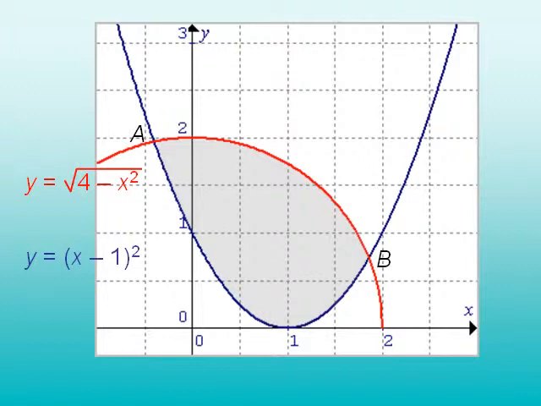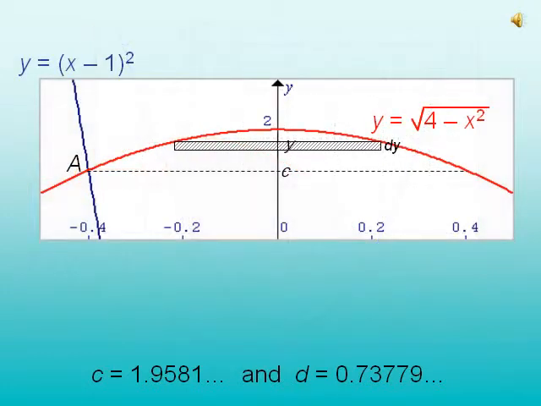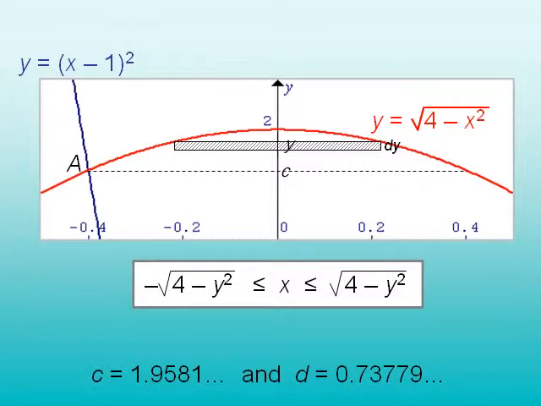Now let us consider choosing y first. We will need the y-coordinates of points A and B, and those can be found by substituting the x-coordinates into the equation of either curve. These y-coordinates are as shown here, and for simplicity, we'll just call them C and D. If y is above C, then the minimum and maximum values of x are determined by the circle, the red curve. So we would have x between negative the square root of 4 minus y squared and positive the square root of 4 minus y squared.